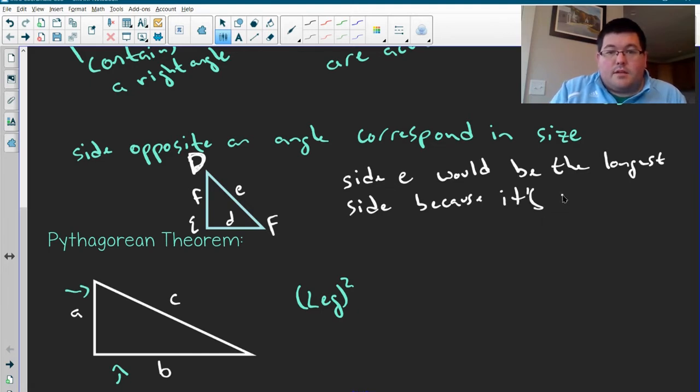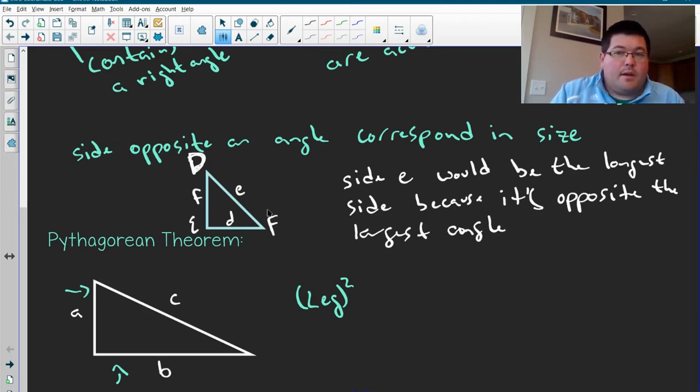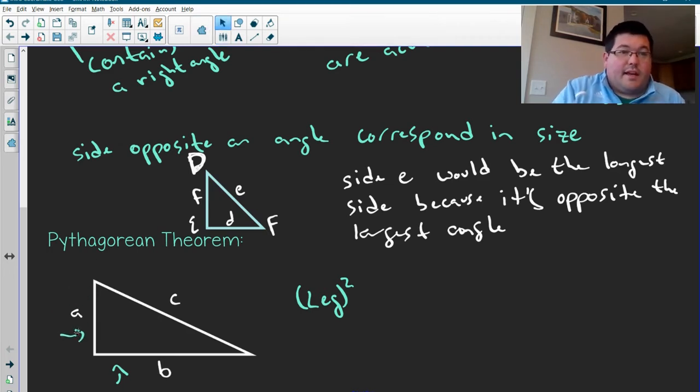Because it is opposite the largest angle. Okay? Opposite the largest angle, right? So this is the biggest angle of the three, which means that side length E would be the longest side. And that speaks directly to what we're getting at here in the Pythagorean theorem, okay?